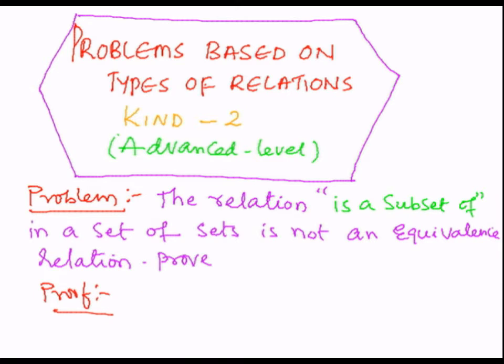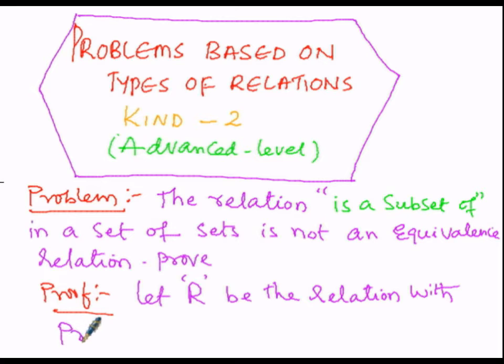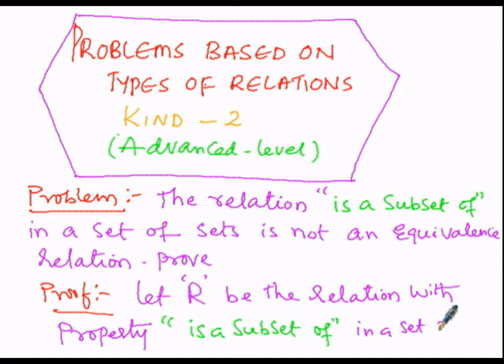In our proof, let R be the relation with the property "is a subset of" in a set of sets. As per the problem, R is the relation with the property "is a subset of" in a set of sets.